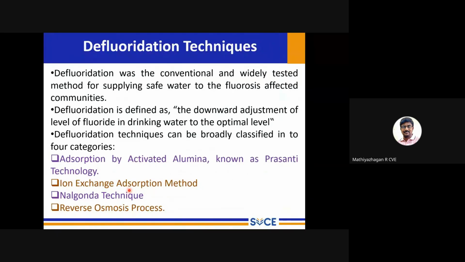The conventional treatment alone is enough to reduce the fluoride content. Anyway, we are removing the colloidal solids from the water. So during the removal of colloidal solids, we are adding alum. Along with the alum, we can include the lime also. This improves the coagulation process, as well as it reduces the fluoride concentration.